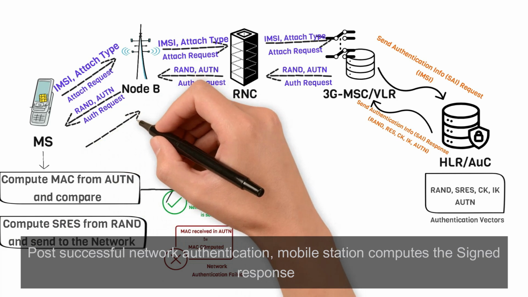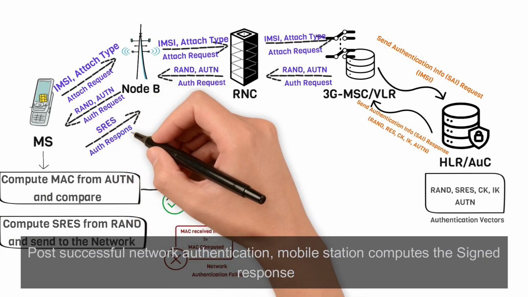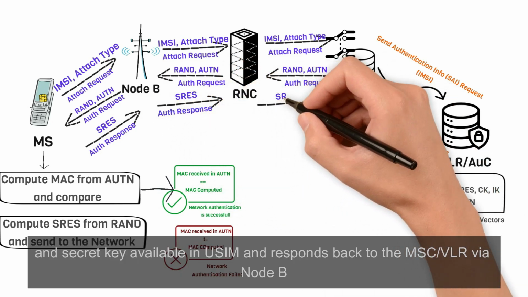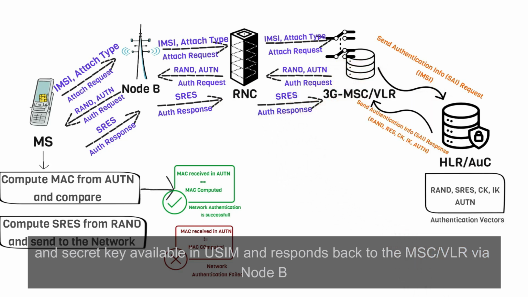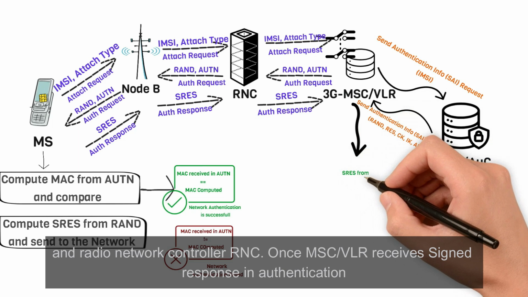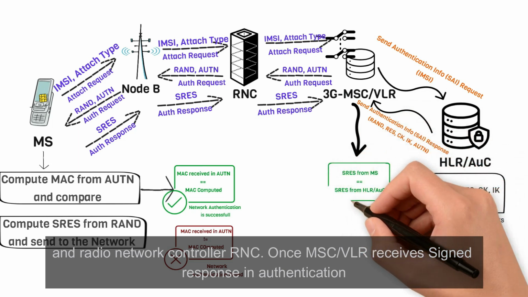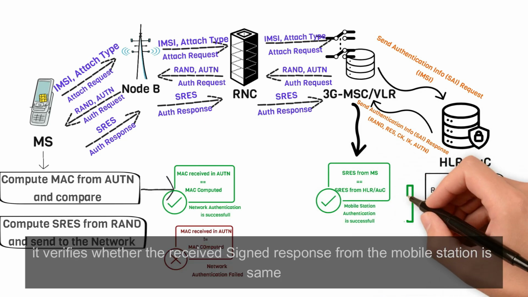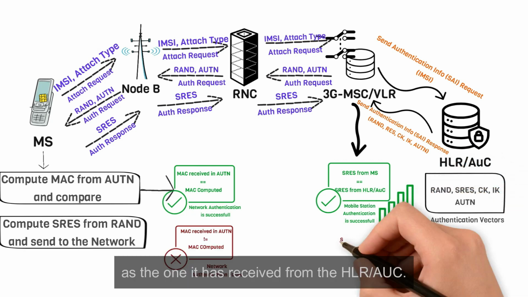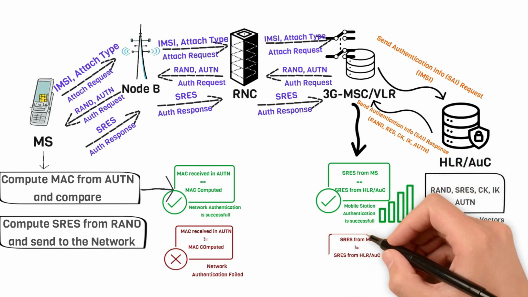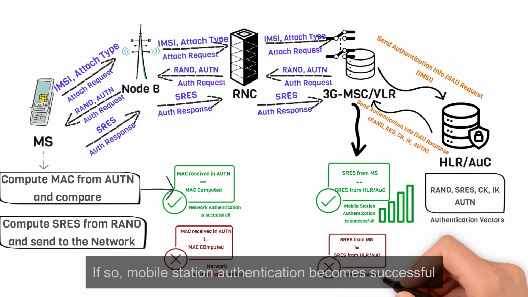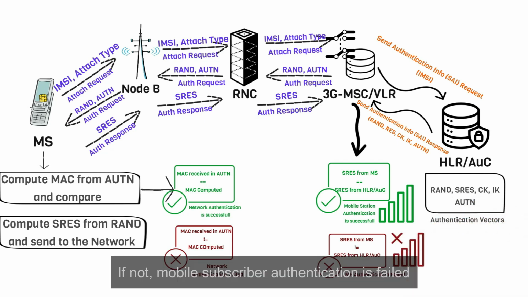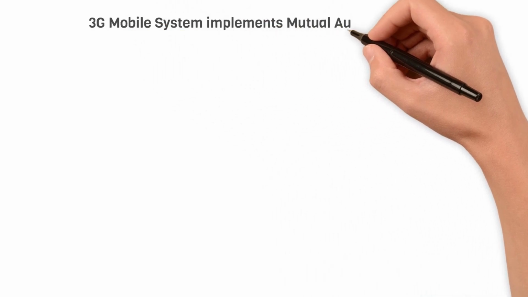Post successful network authentication, the mobile station computes the signed response using the random number received from the network and the secret key available in the USIM, and responds back to the MSC/VLR via Node B and radio network controller, RNC. Once MSC/VLR receives the signed response in the authentication response message, it verifies whether the signed response received from the mobile station is the same as the one it received from the HLR/AUC. If so, mobile station authentication becomes successful and continues with the update location process. If not, mobile subscriber authentication fails and the subscriber will not be able to connect to the network.